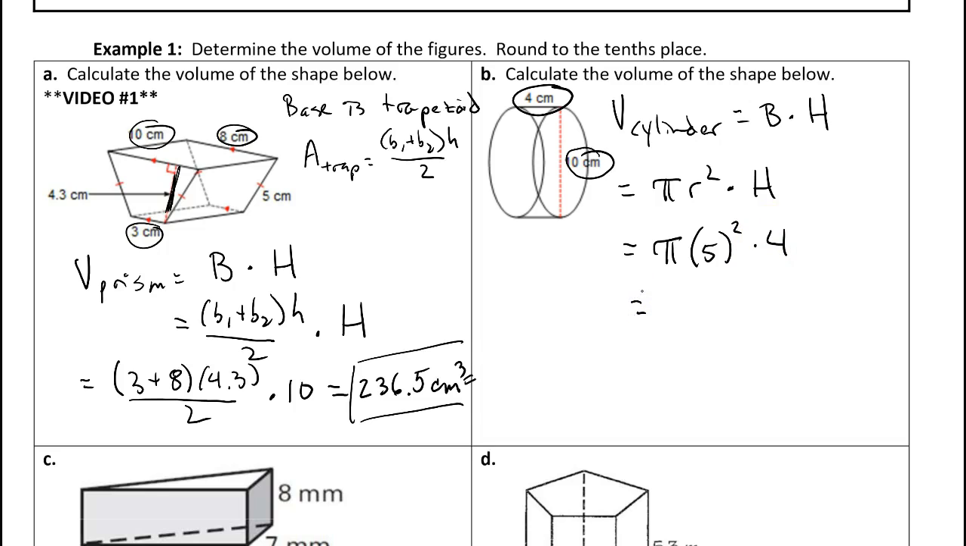Alright, and then if we go ahead and calculate that, if we do it in terms of pi, which sometimes I'll ask you to do, it turns out to be 100 pi centimeters squared. So make sure you just follow the directions to determine if I want it in terms of pi or if I want a decimal answer like we did in A.